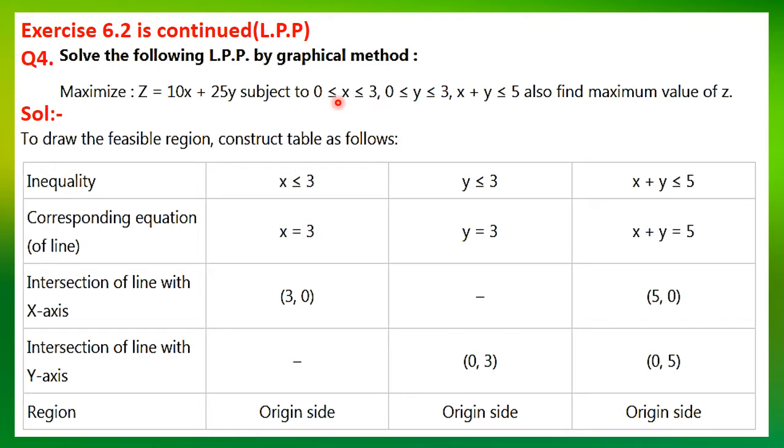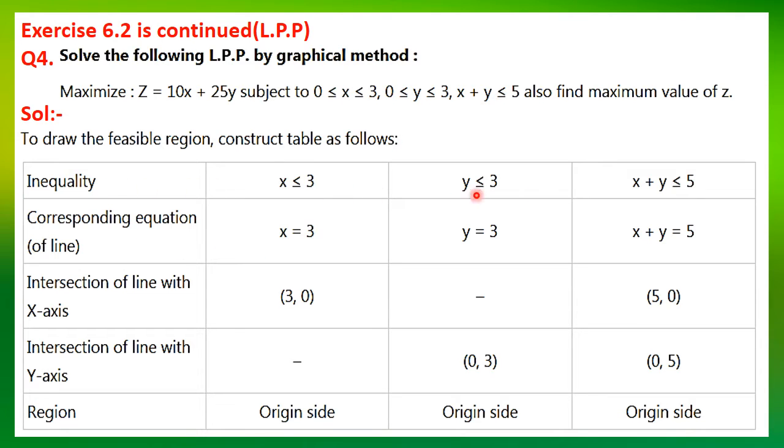Here, in 0 less than or equal to x less than or equal to 3, two inequalities are there: x less than or equal to 3, y less than or equal to 3, and also the non-negativity conditions, x greater than or equal to 0 and y greater than or equal to 0. Now we will solve it. First we will construct the table by converting the inequalities into equalities and find the points to draw the lines.